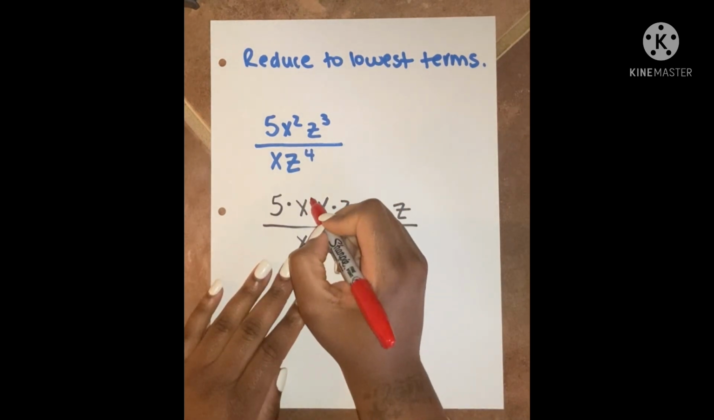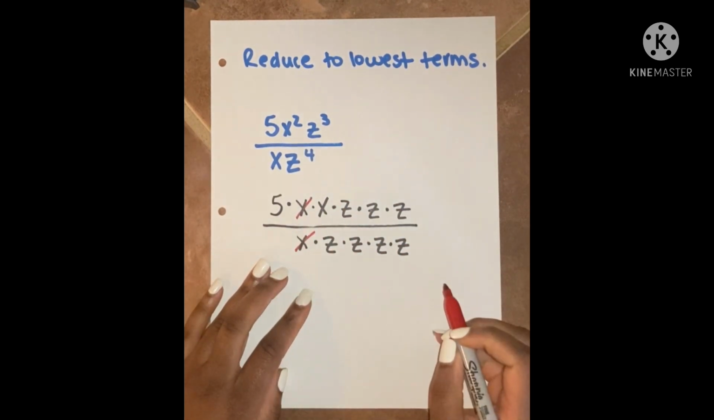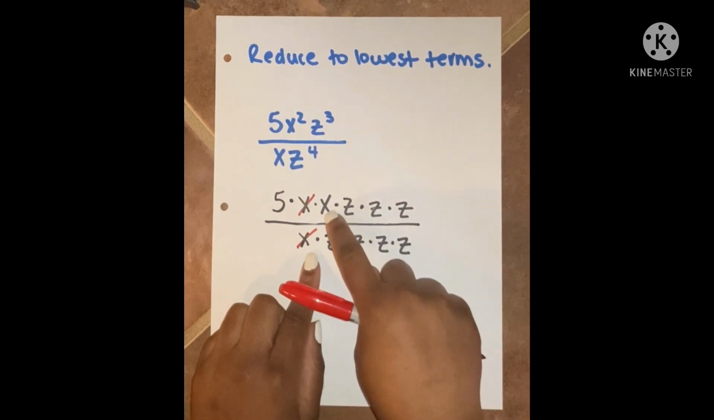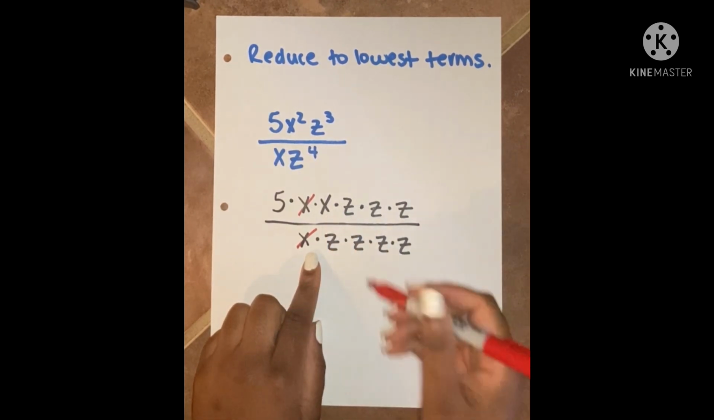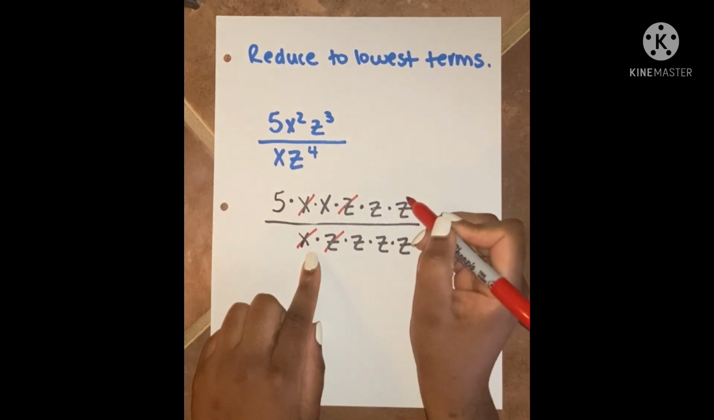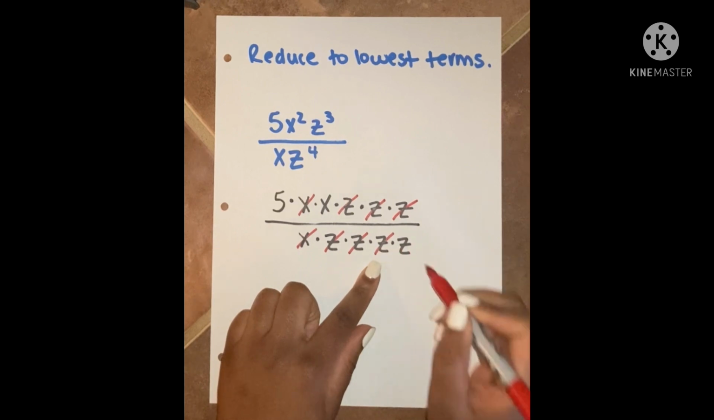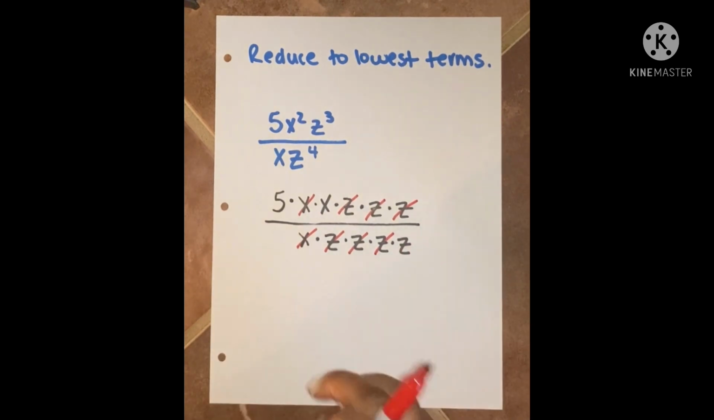So we have an X here, an X here. We notice that we don't have any more X's in the bottom, so we're gonna leave this X where it is. So we're gonna cancel those two Z's, these two, and these two. Okay, so let's see what all we have left.